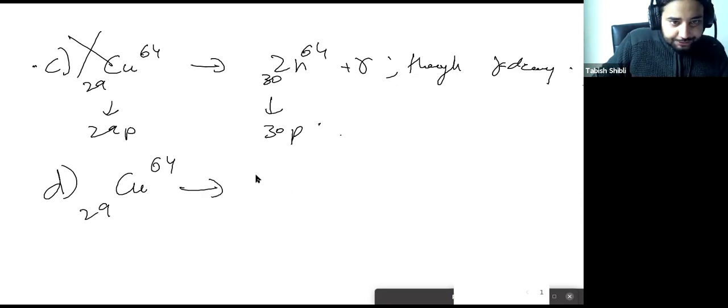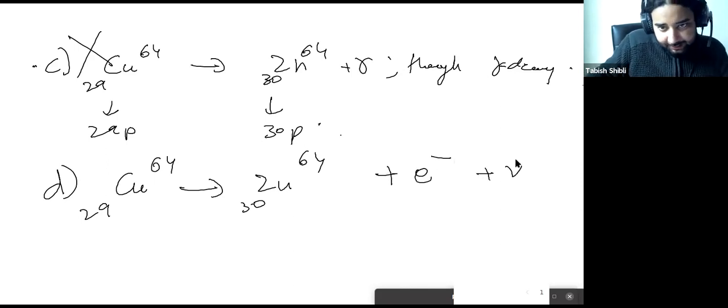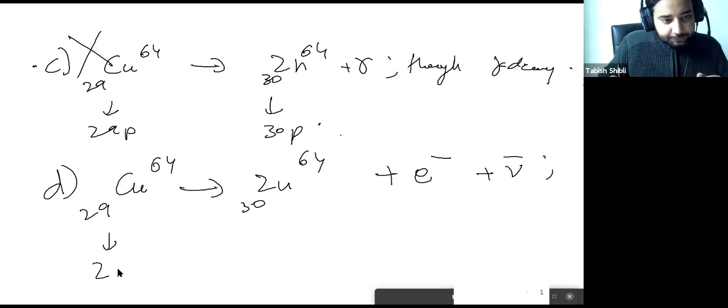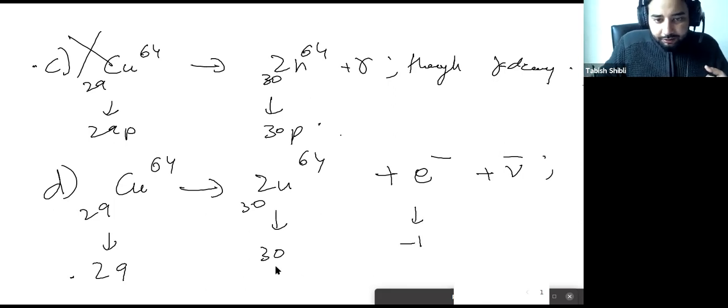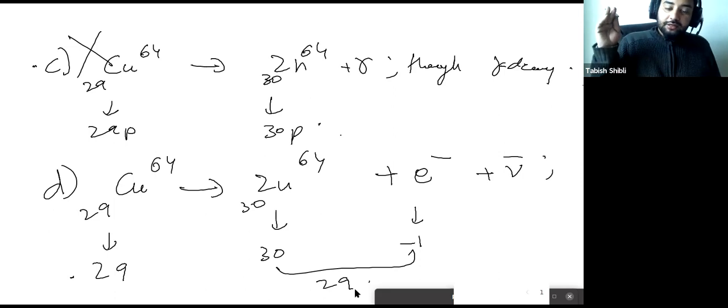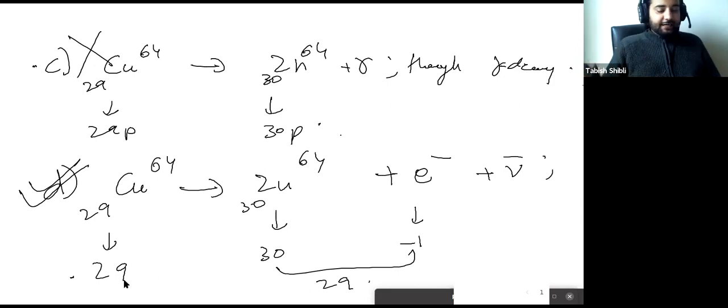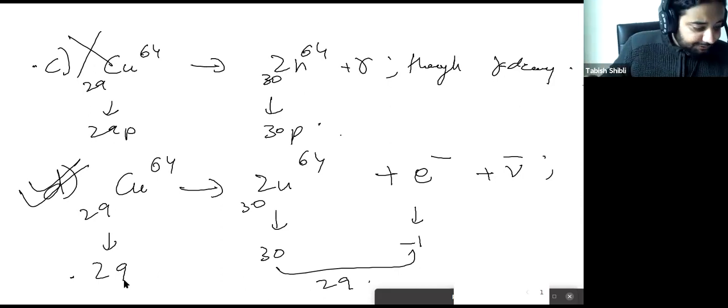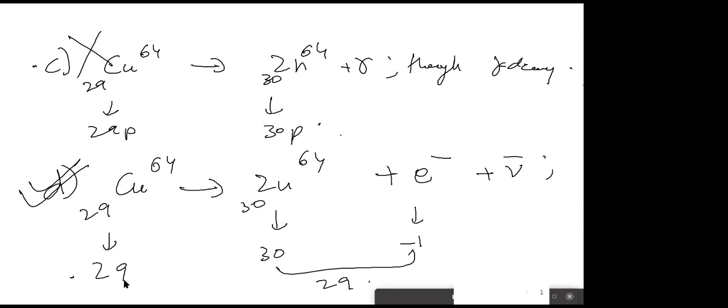D, coming to the last thing, you have copper 64, which is at 29 here. It says it goes to zinc 64, which is 30 here, plus an electron plus an antineutrino, which is the whole beta decay. Now, let's count the number of protons here. The positive charge is 29 on the left hand side, and on the right hand side, you have 30 here and a minus 1 here. If you add these two, you will get 29. Well, charge is conserved on both sides. That's lovely. So we know that copper can go through a beta decay. So this is possible. That's why only D is the right answer. Does that make sense? Yes, sir. Lovely.